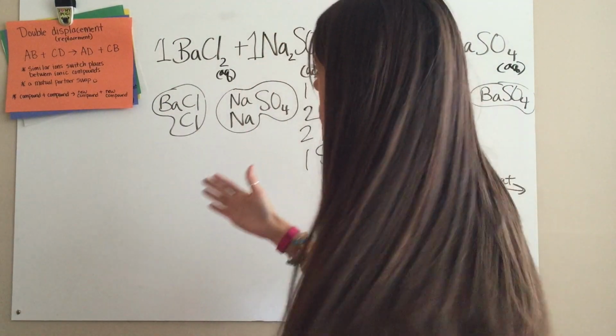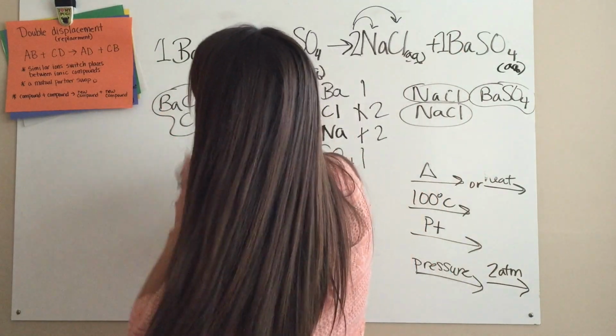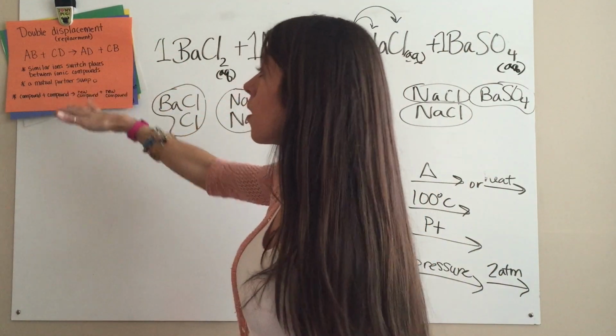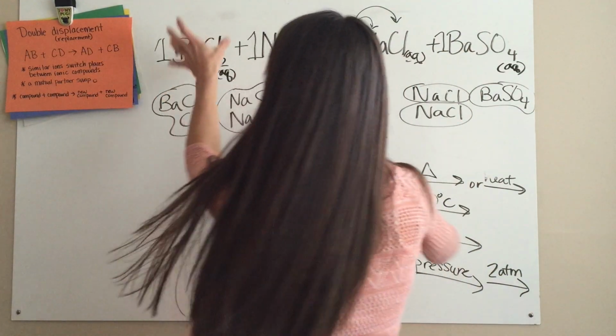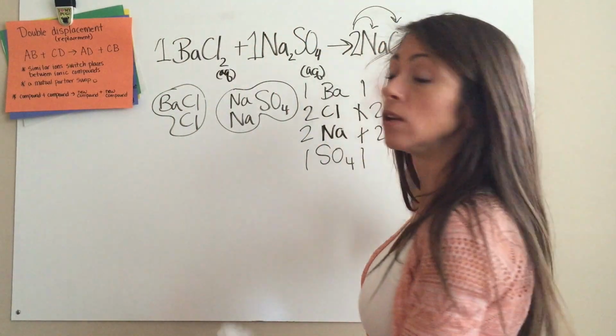Now, this is your double displacement reaction. Again, similar ions switch places. It's a mutual partner swap. Everybody's happy. You have two compounds, and then you get two brand new compounds.